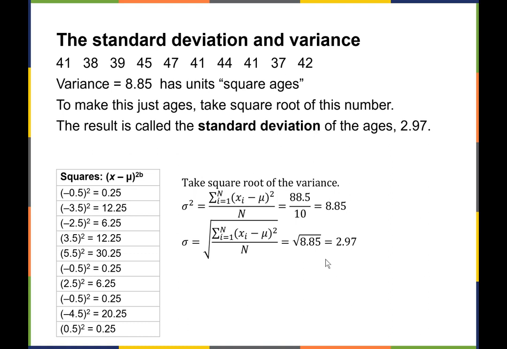Unfortunately, 8.85 has the units squared years, right? Squared ages, because we subtracted the ages and then we squared them. This makes it hard to interpret in a real life problem. So to make those units better, we're going to take the square root of that value. That way our units are just ages. This new statistic is called the standard deviation. So the standard deviation is the square root of the variance. Here was my variance, 8.85, and here is my standard deviation, 2.97. All right?